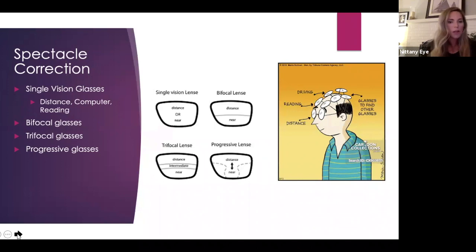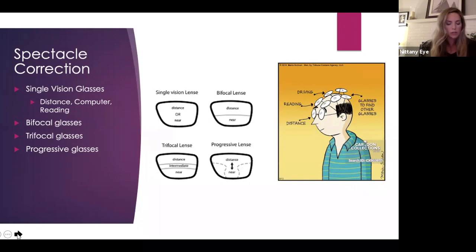Then the bifocal glasses give you the two zones of vision. You have distance on the top and then near on the bottom. And trifocal, we're adding that intermediate zone. So you have distance and then that intermediate, like for computer or the dashboard when you're driving, and then near on the bottom. And then progressives, or the no-line bifocal, they get progressively stronger as you work your way down the lens.